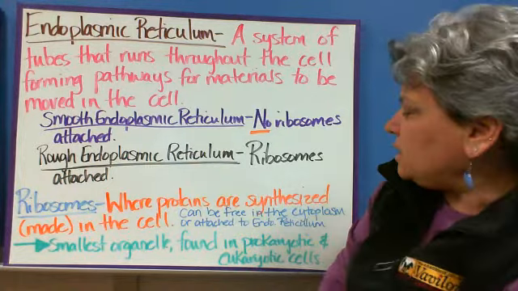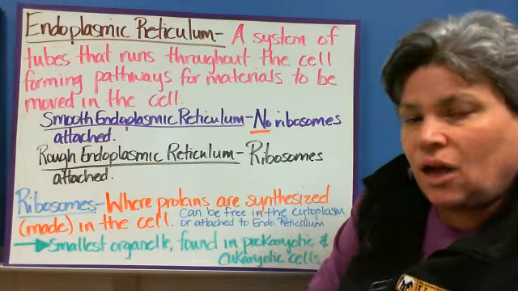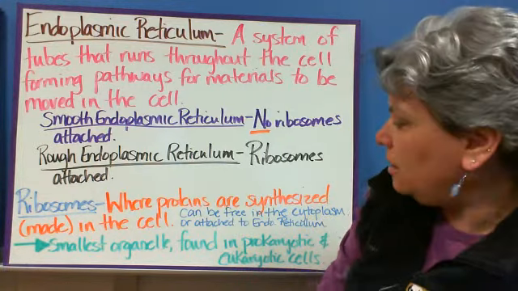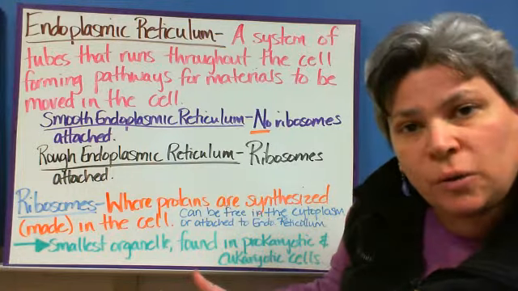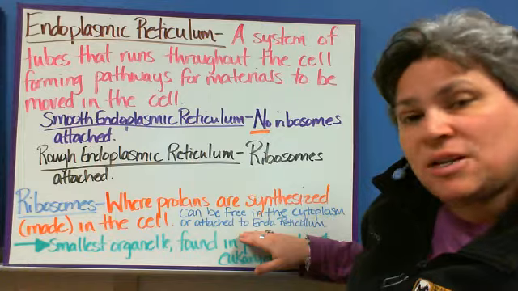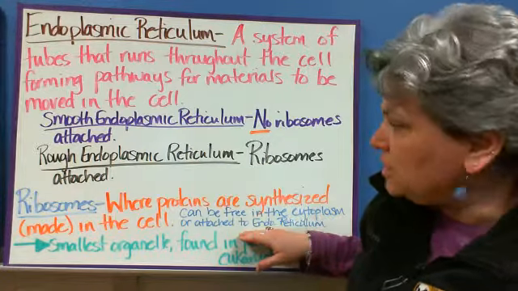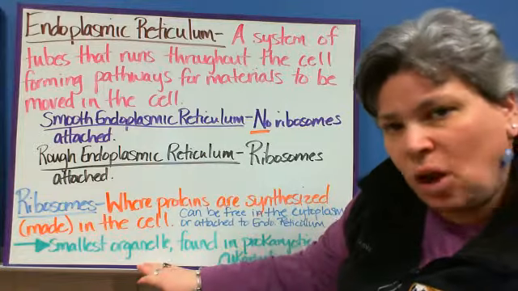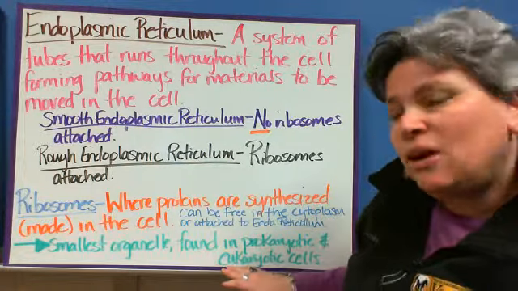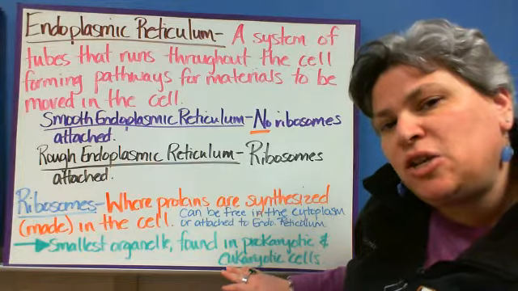Ribosomes are where proteins are made or synthesized in the cell. Remember, synthesis means to make. They can be free in the cytoplasm, floating around on their own like all of the other organelles, or they can be attached to the endoplasmic reticulum, like we just said, to make rough endoplasmic reticulum. Ribosomes are the smallest organelle that there is, and they are found in prokaryotic and eukaryotic cells.